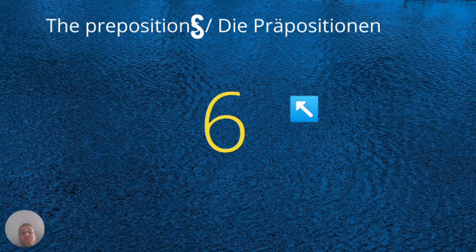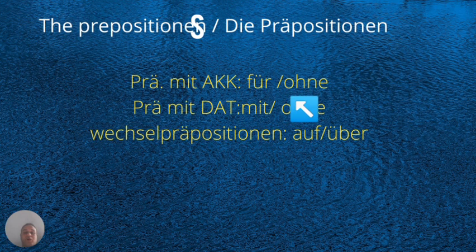The next point is the prepositions, or the Präpositionen. This is number 6. We have different kinds of prepositions. The use of prepositions in the German language is a little bit problematic for many German learners, but I will try here to give you a small idea of it. We have different types of prepositions: prepositions with the accusative, prepositions with the dative, and we also have Wechselpräpositionen, which means prepositions that can be used with either the accusative or the dative.